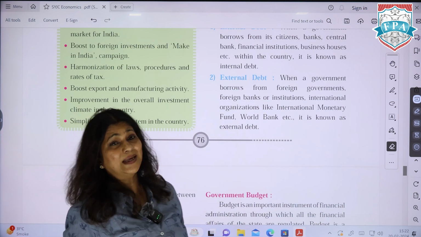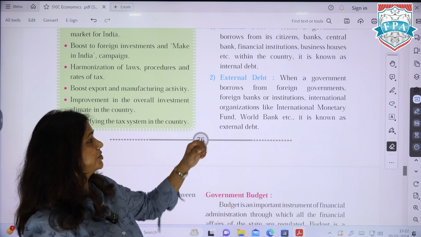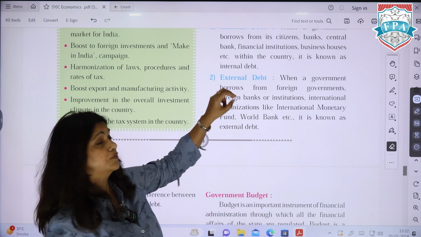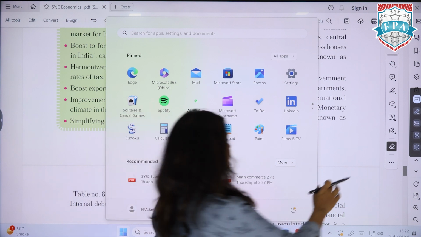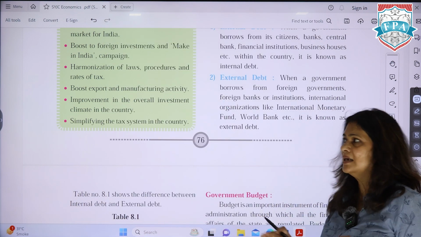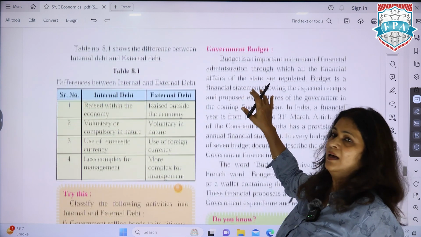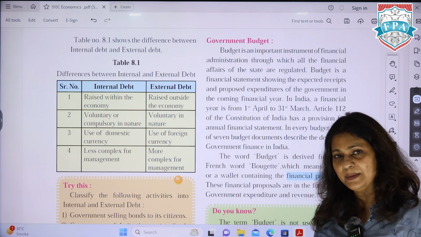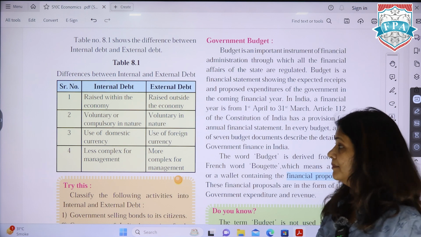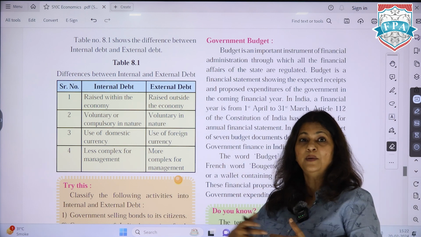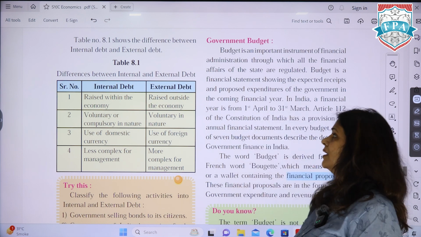And external debt means when you are borrowing this money from foreign institutions, like when a government borrows from foreign governments or foreign banks or foreign institutions like World Bank and all, then this is known as external debt. So debt is nothing but a simple way of collecting money from the public. Internal means collecting it from the people of the country, the institutions of the country, the banks of the country. And external means collecting it from outside the country, that is foreign people, foreign institutions, foreign banks.